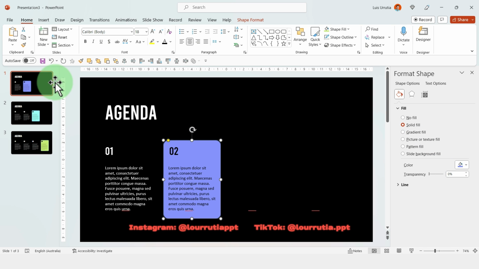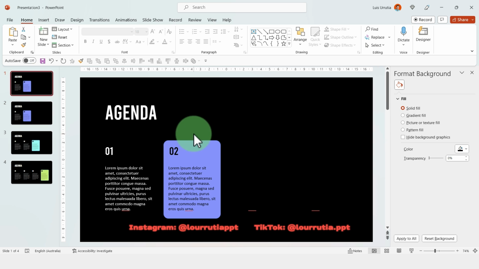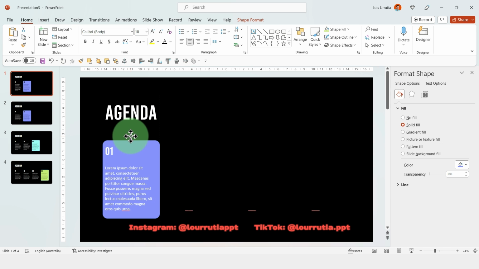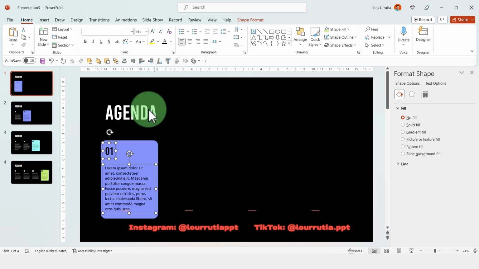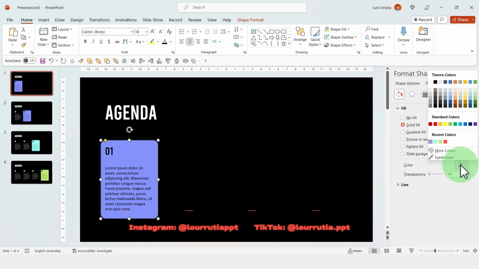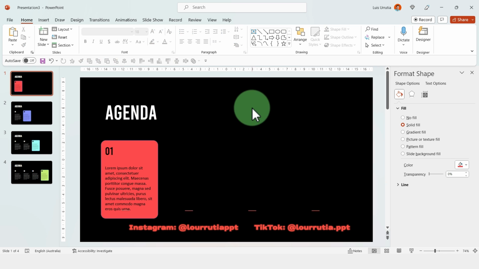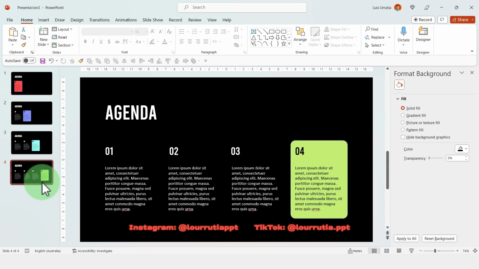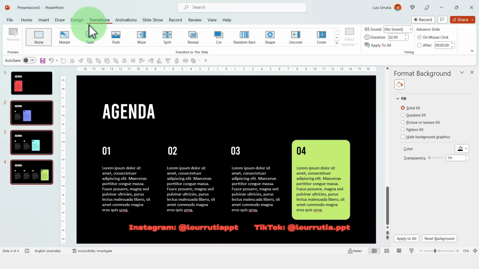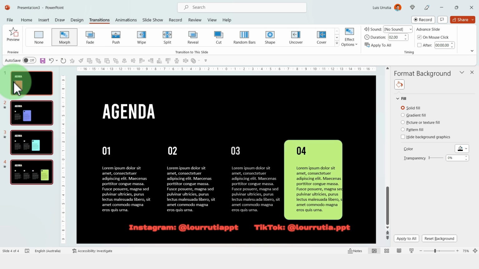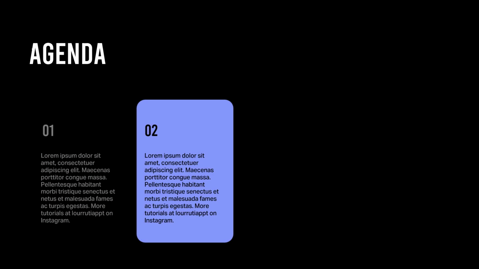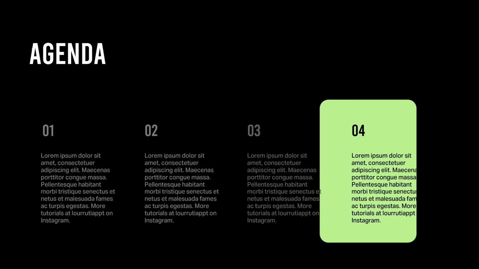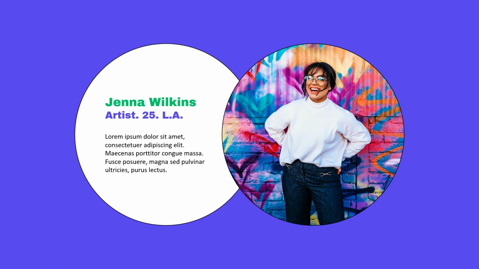Here I picked the color purple. Again, duplicate Ctrl D, move it to the left, change the color of the text, and change the color of the shape. And then I'm gonna select from slides 2 to 4. I'm gonna go to transitions and we're gonna apply the transition morph. And there you go, guys. That's how I did these 3 super viral PowerPoint slides.